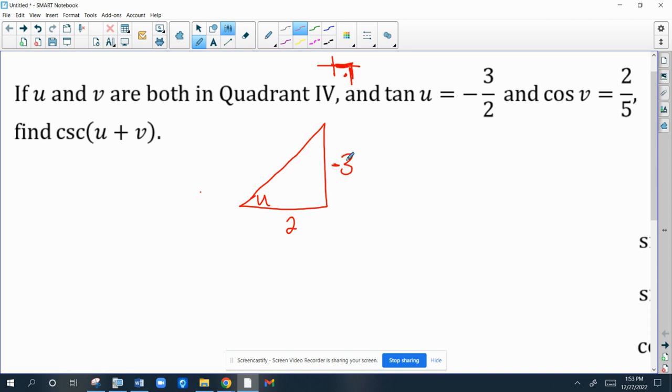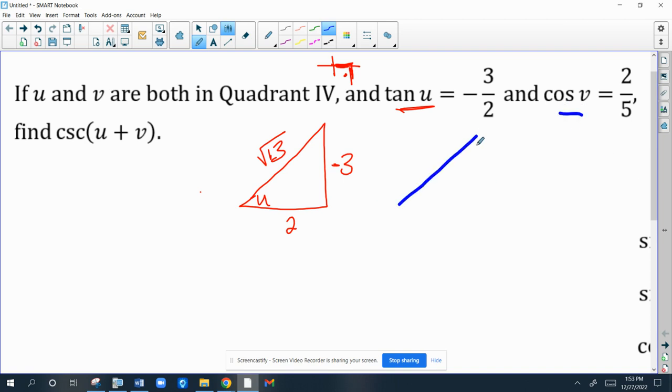So Pythagorean theorem, 9 plus 4 is 13. The hypotenuse would be root 13. So we've just mapped out the angle u. Now we're going to do the same thing with the angle v.